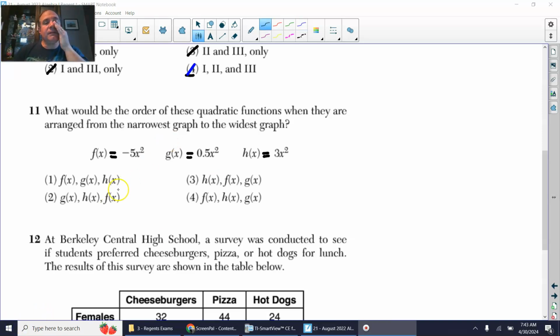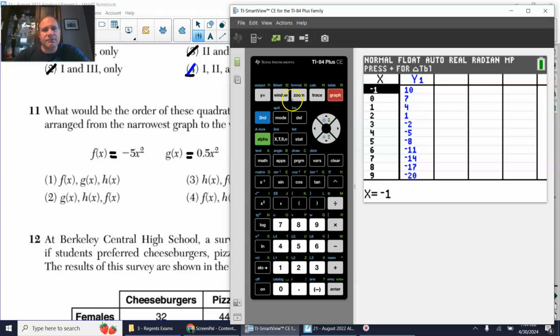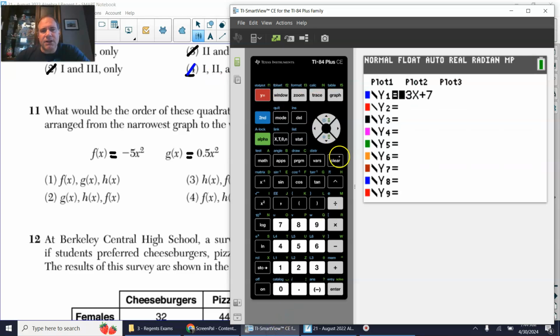All right, the simple thing here is that it's asking which quadratic functions, and they'll be U-shapes, are arranged from narrowest to widest. Which one is the narrowest? That goes first. The second narrowest would be second, and then the widest would be third. So you're graphing this. You're putting it into the calculator. That's basically all you have to do.